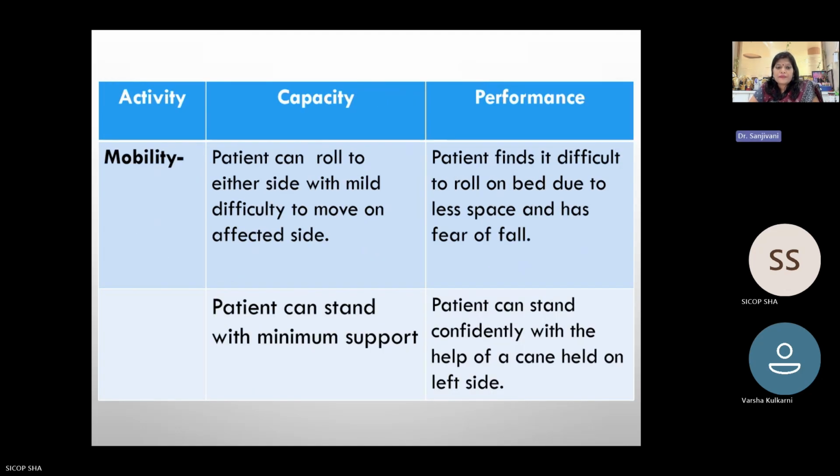So activity. Now mobility. Here capacity and performance, these are the two things which we have to keep in mind. So in case of mobility, the patient can roll to either side with mild difficulty to move on the affected side, that is his capacity. And what is his performance? The patient finds it difficult to roll on the bed due to less space and has a fear of fall.